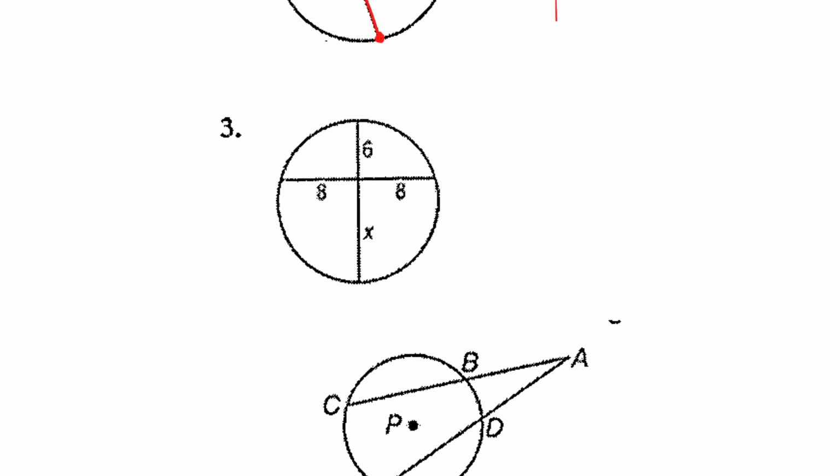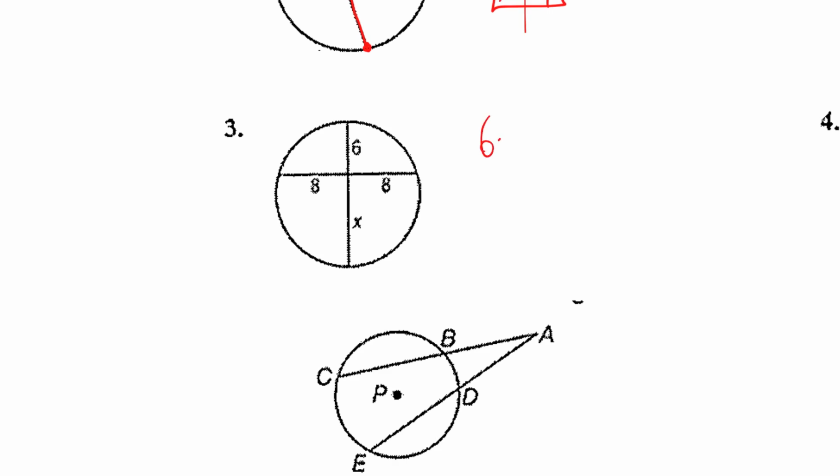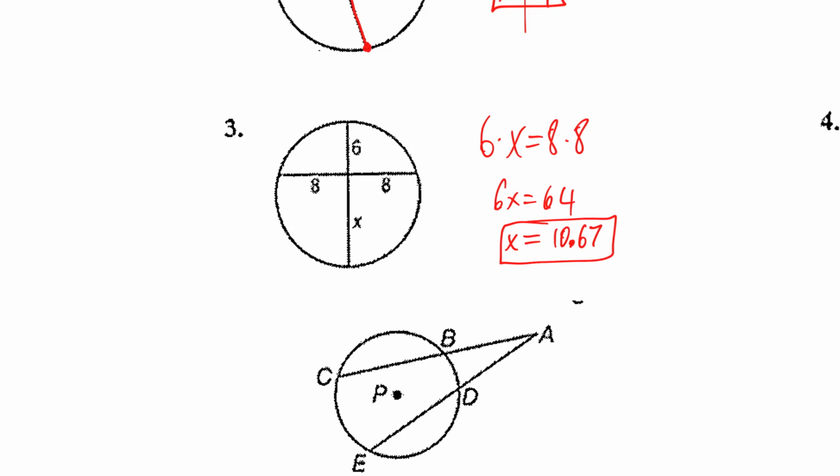All right. On this one, 6 times x equals 8 times 8. 6x equals 64. Divide by 6. That's 10 and 4/6, 10 and 2/3, 10.67. You already know these, or you want to do it in your head? That one I can do in my head.